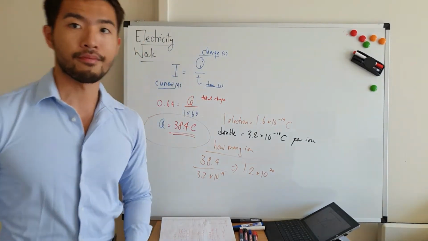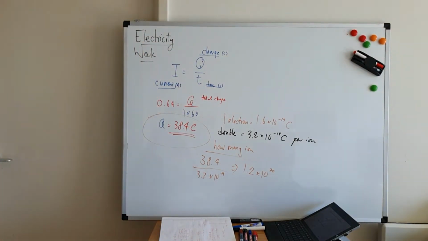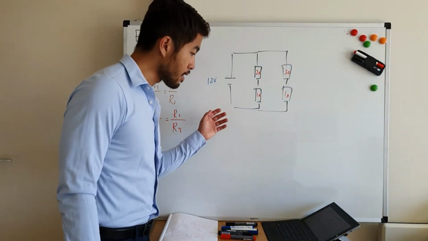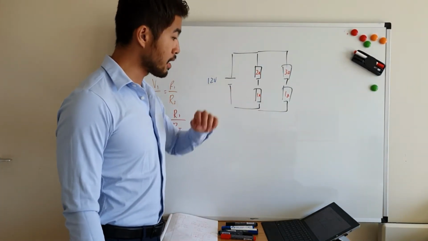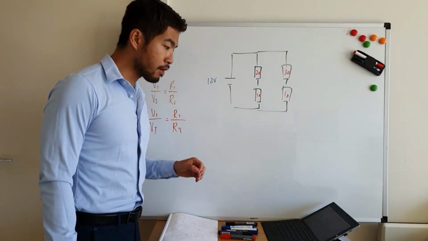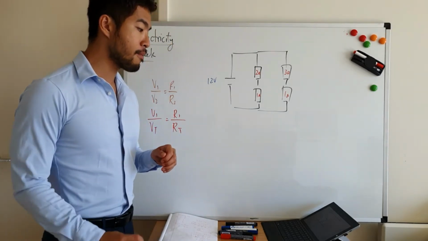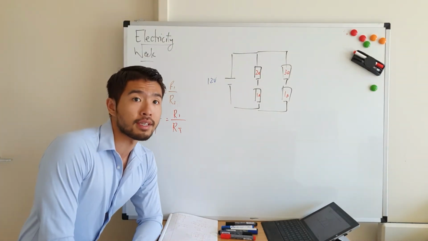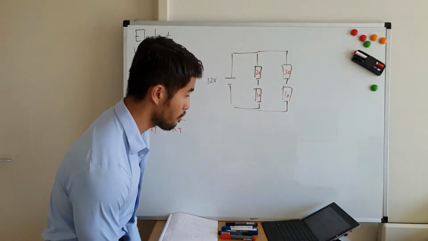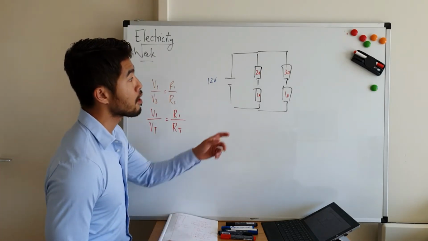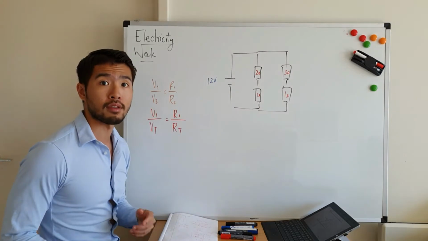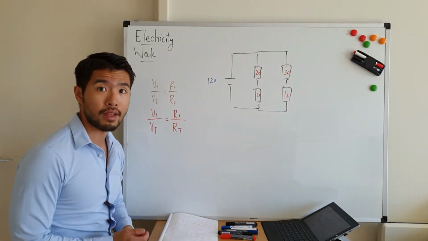Try question 2. Question 2 says that the EMF is 12 volts, and this is the circuit. What is the reading on a voltmeter connected between point X and point Y? When you have a voltmeter, you are getting the potential difference between these 2 points. So the potential difference is how many volts are at this point and how many volts at that point, and what's the difference of that voltage.